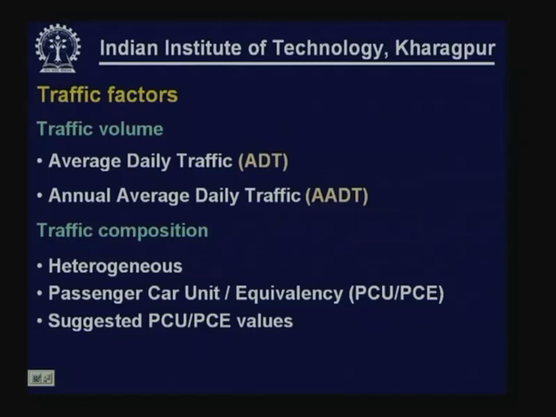AADT is again an average, but where observation is available for all 365 days in a year. That means the complete yearly traffic volume should be available, and if we calculate the average daily traffic based on a 365-day count, then we get annual average daily traffic. What is the difference?